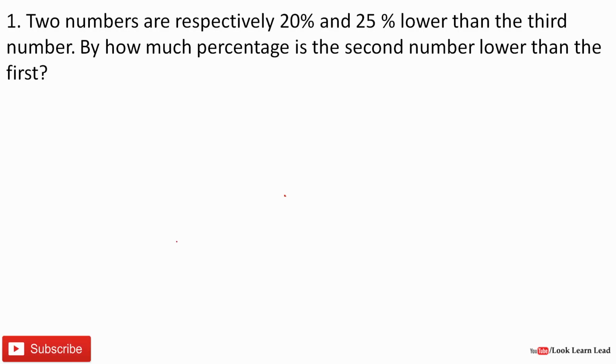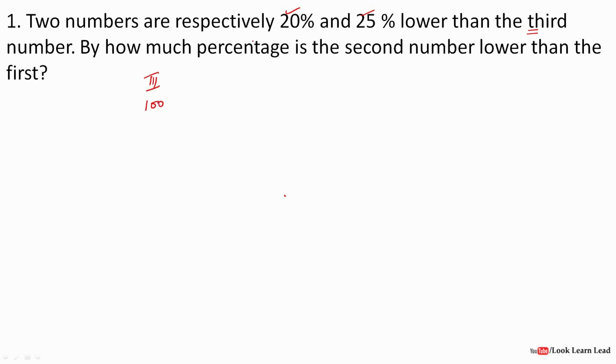So the first question is, two numbers are respectively 20% and 25% lower than the third number, and we have to find how much percentage is the second number lower than the first. Whenever these types of questions are given, we will assume one number as 100 and deduce the values according to the question. Here, the first number and the second number are both compared with the third number. So I'll take the third number as 100.